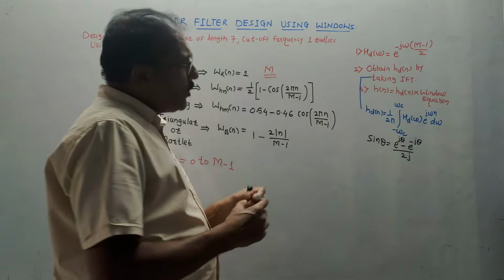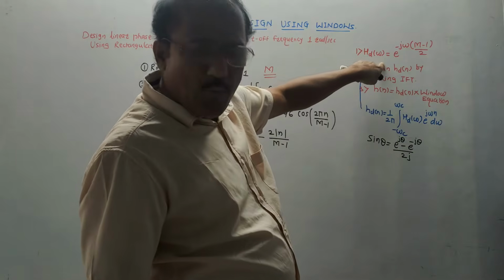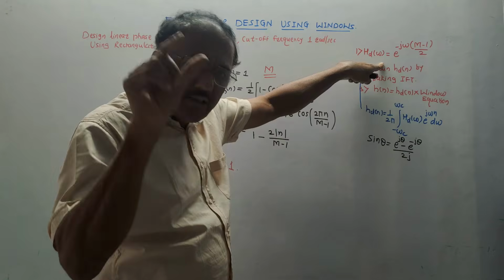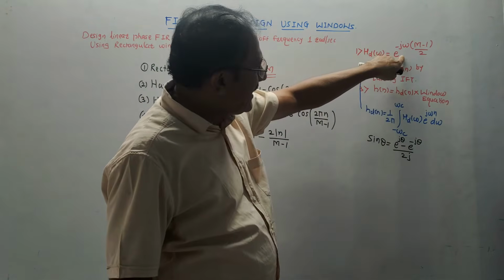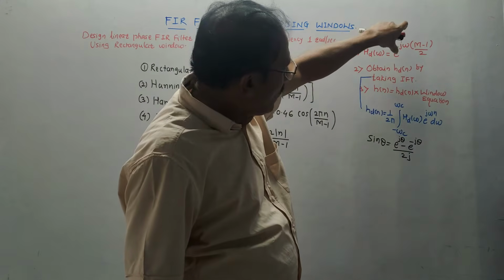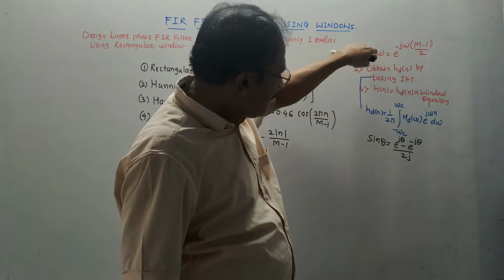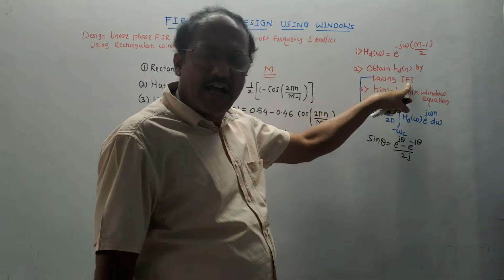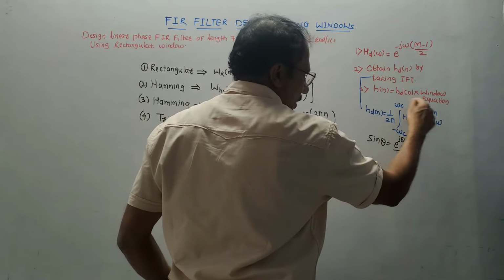Now, you just have to follow the simple steps. First step is to calculate HD of omega. HD of omega is known as the desired filter response or desired frequency response. It is given by e raised to minus j omega times m minus 1 by 2. In the earlier video, we have already derived this formula. Second step is to obtain HD of n by taking the IFT. IFT stands for inverse Fourier transformation. This is the formula to calculate the IFT.